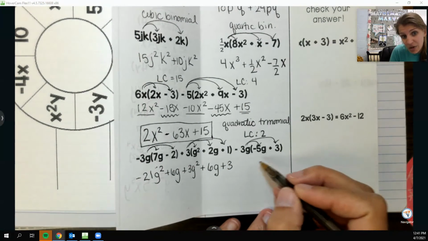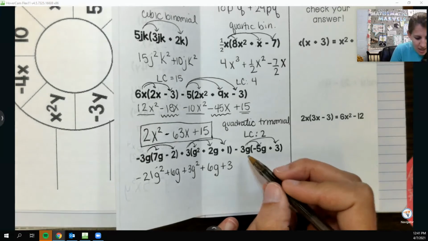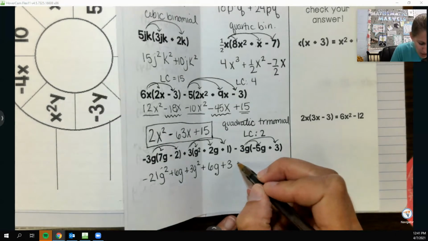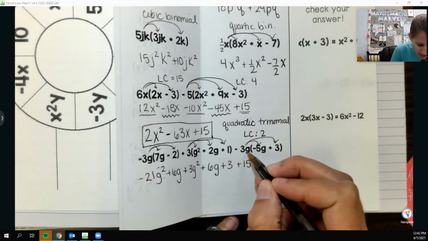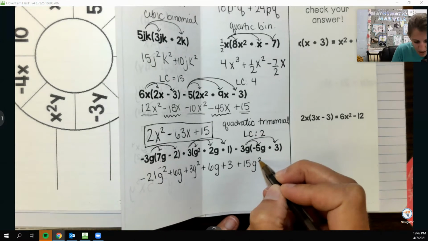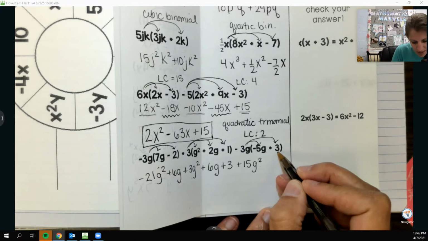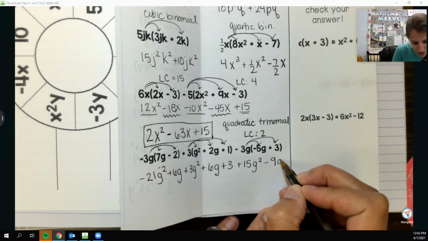And then lastly, we're distributing a negative 3g. So negative 3 times negative 5 is positive 15, so plus 15. And g times g is g squared. And then negative 3 times the 3 is negative 9 with a g.